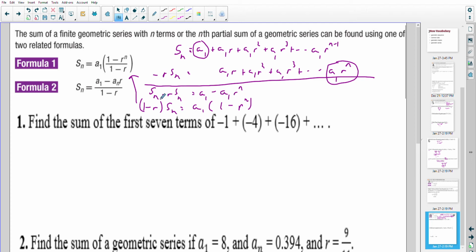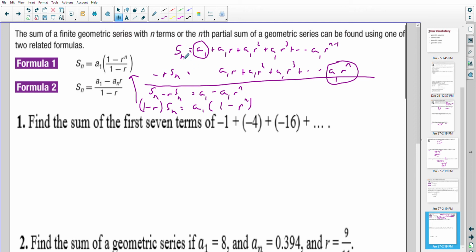And I can factor an s sub n out, and I'm left with 1 minus r. Again, you distribute and get what's above it. And I can factor out a sub 1 on the right side and get 1 minus r to the n. Distribute, I get what's above it. Then if you divide both sides by 1 minus r, the remaining is going to be that top equation. And you get the second equation by distributing through and then a substitution.